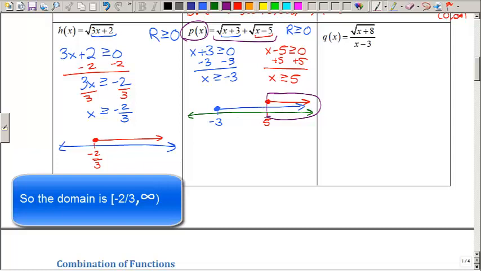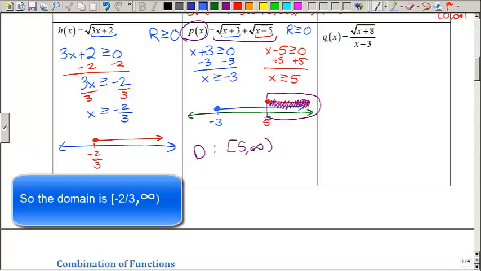So even though the blue part of the function is defined between negative 3 and 5, it's not defined for the other part of the function, which makes the whole p of x undefined from negative 3 to 5. So the only values I'm allowed to include are the places where they overlap. My domain for this function is going to be 5 till infinity, because both the red and the blue restriction are satisfied at the same time. And that's why my domain is only from 5 to infinity.